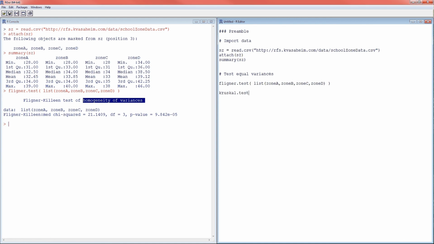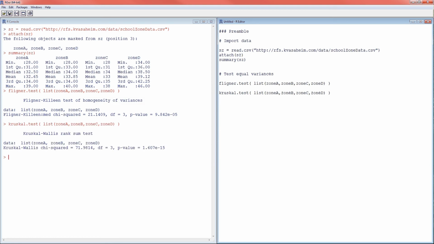As you may guess, Kruskal-Wallis test in R is implemented using Kruskal.test. Kruskal.test usually expects the measurement variable, a tilde, and the grouping variable. But since we actually have 4 variables that we're comparing with no grouping variable, we've got to hold everything into a list. And here's the results.